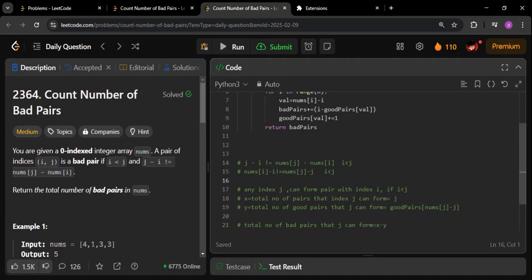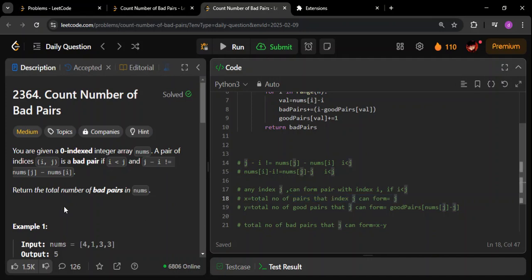For comparisons we have a very good thing to do. Any index j can form a pair with index i if i is less than j. I will again repeat, any index j can form a pair with index i if i is less than j. Can you quickly tell me how many total pairs are possible for index j? I'm talking about total pairs, not about good or bad. Let us call that term x. So the total number of pairs that index j can form is equal to j.